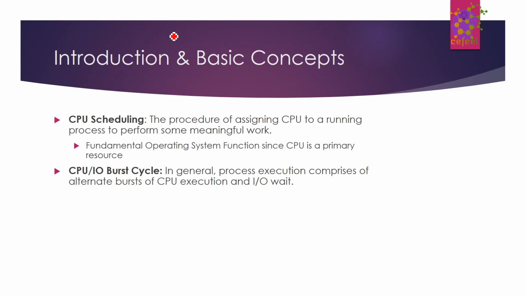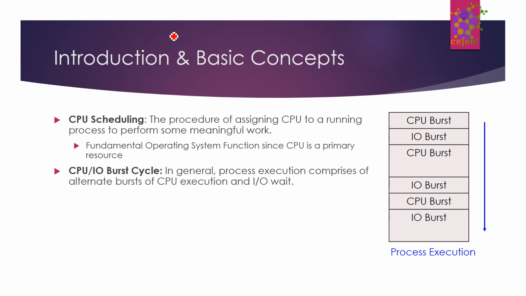Next, the CPU I/O burst cycle. It has been seen that when processes run, they are in one of two modes. One mode is where they are using the CPU and doing some meaningful work. The other mode is when they are not using the CPU, but are waiting for an I/O operation to complete. When they are doing the I/O operation, the CPU can be released and then assigned to another process. Hence, in its lifetime, a process alternates between CPU execution and I/O burst.